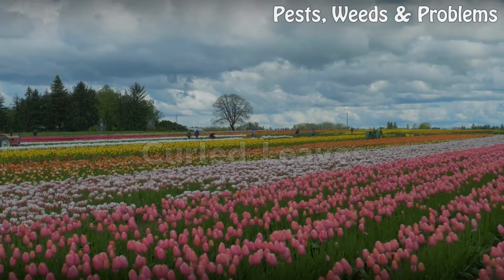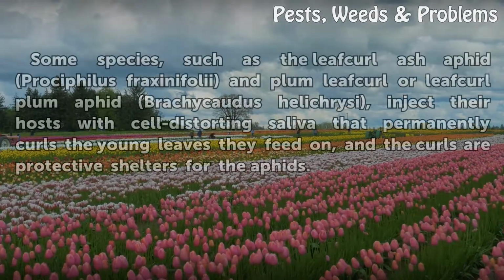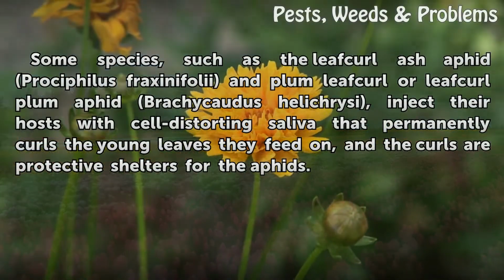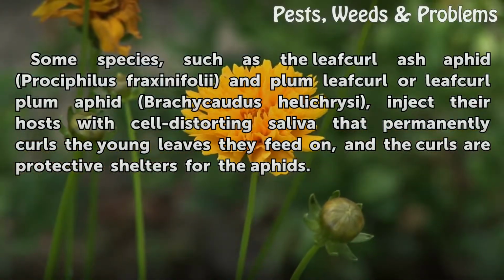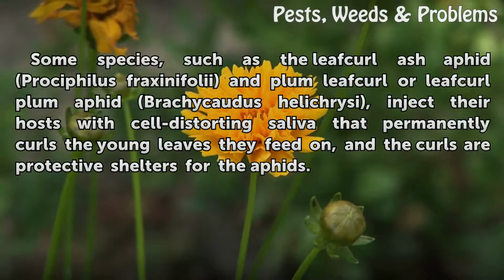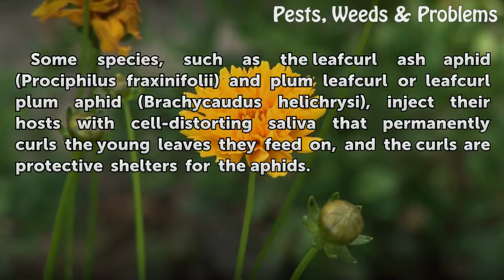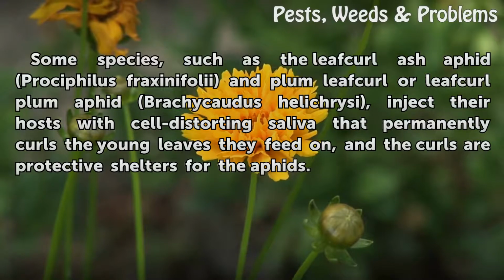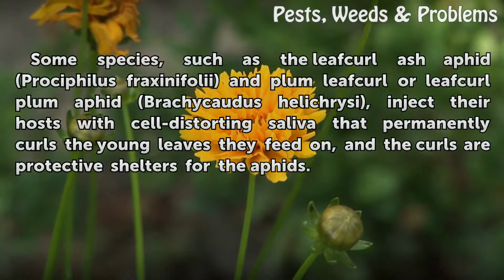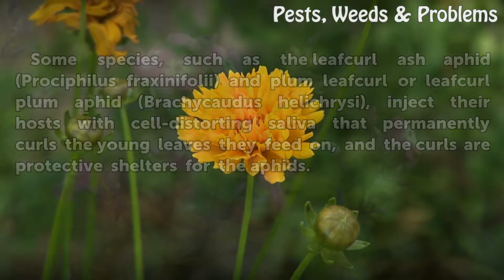Curled leaves. Some species, such as the leaf curl ash aphid Prociphyllus fraxinifolia and plum leaf curl or leaf curl plum aphid Brachycaudus helichrysi, inject their hosts with cell-distorting saliva that permanently curls the young leaves they feed on, and the curls are protective shelters for the aphids.